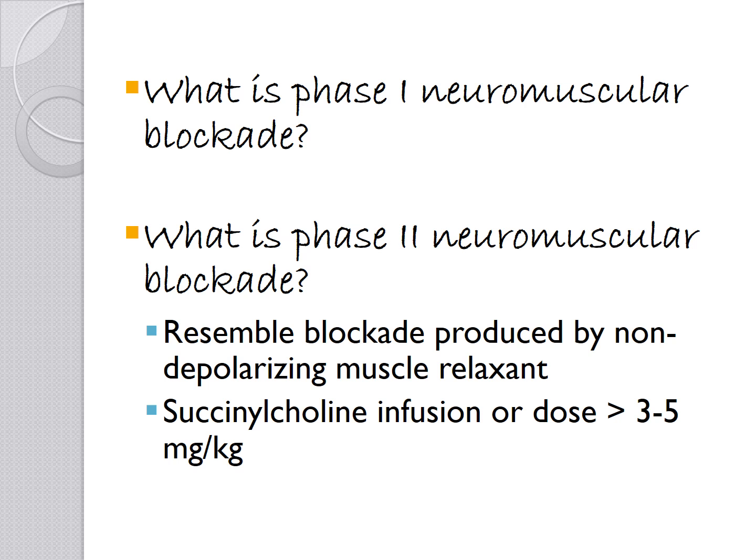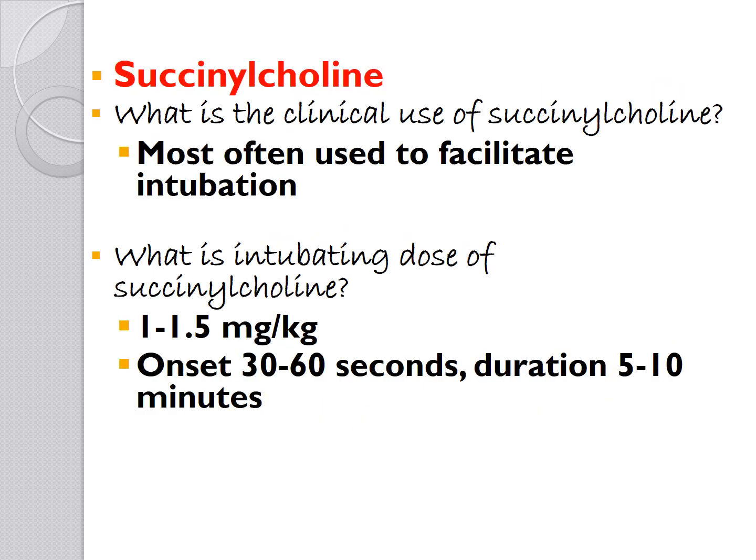Phase 1, neuromuscular blockade due to interaction between the succinylcholine molecule and the nicotinic receptors. And phase 2, neuromuscular blockade due to continuous stimulation. It resembles blockade produced by non-depolarizing muscle relaxant, and it occurs when we use succinylcholine as an infusion or in a dose more than 3 to 5 mg per kg.